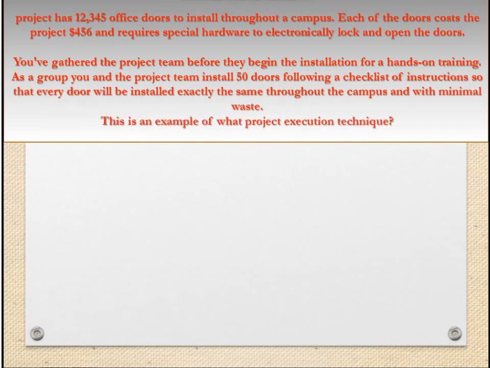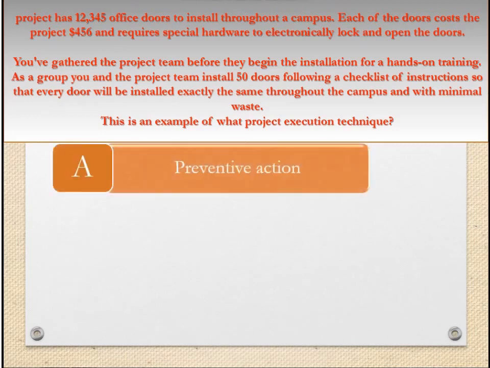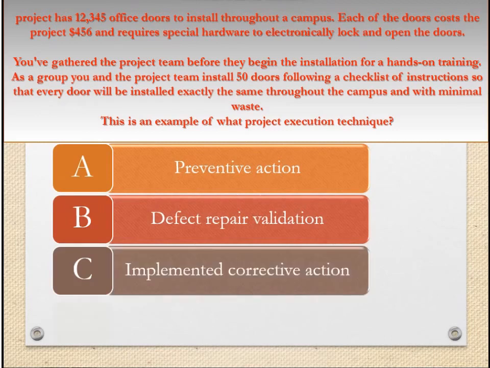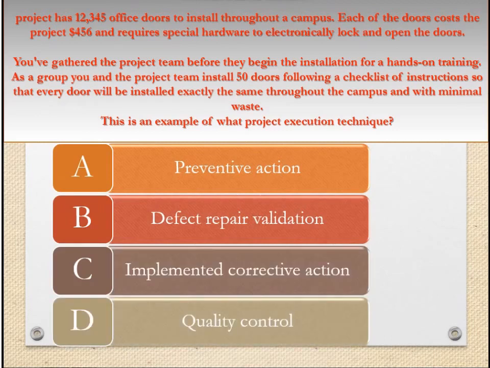You gather the project team before they begin the installation for a hands-on training. As a group, you and the project team install 50 doors following the checklist of instructions so that every door will be installed exactly the same throughout the campus and with minimal waste. This is an example of what project execution technique: A. preventive action, B. defect repair validation, C. implemented corrective action, D. quality control?